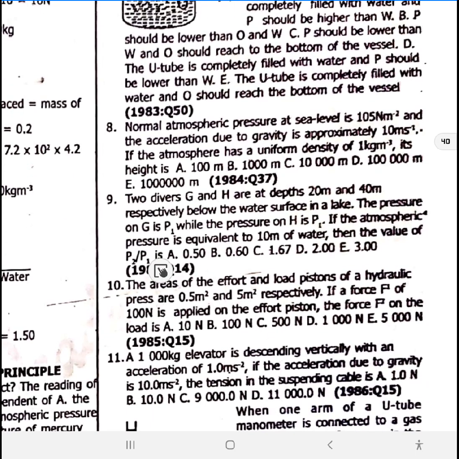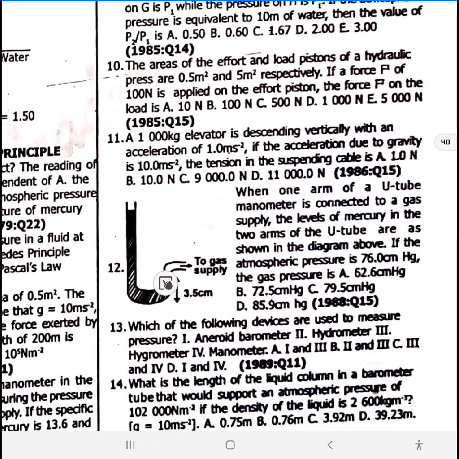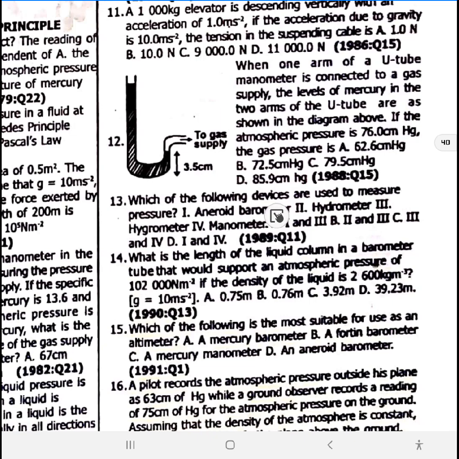8, 9, 10. Next 12, 13. Which of the following devices are used to measure pressure? Listen, devices that are used to measure pressure. 13. You use an aneroid barometer to measure altitude, and you also use a manometer to measure gas pressure. Write down aneroid, A-N-E-R-O-I-D. Aneroid barometer is used to measure altitude, while manometer is used to measure gas pressure. 13 is option D, I, aneroid barometer, and IV, manometer.